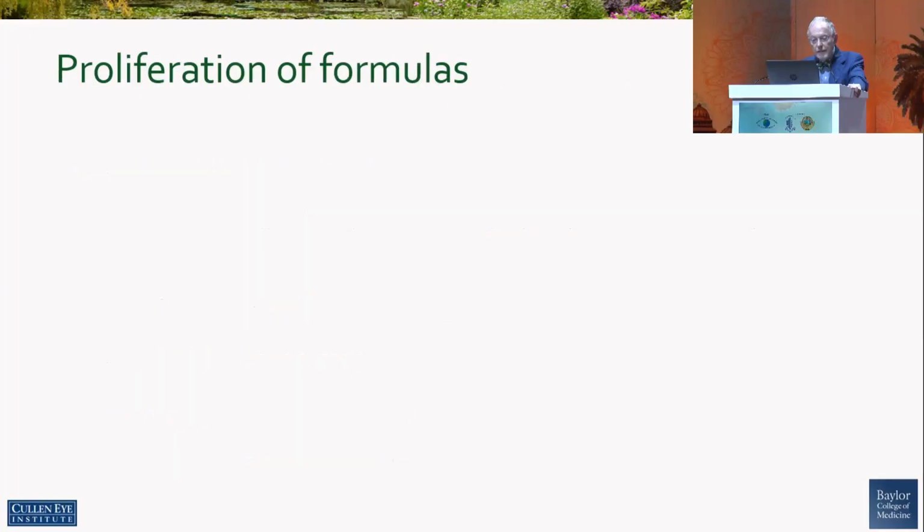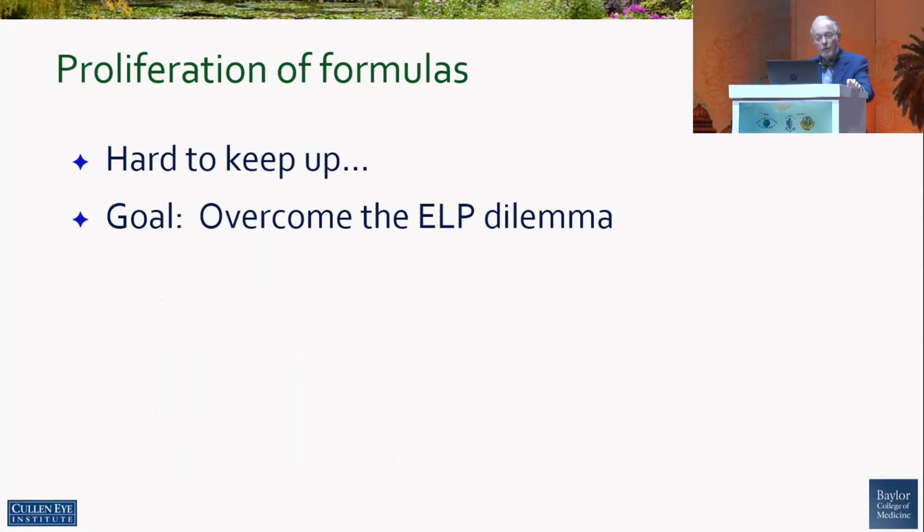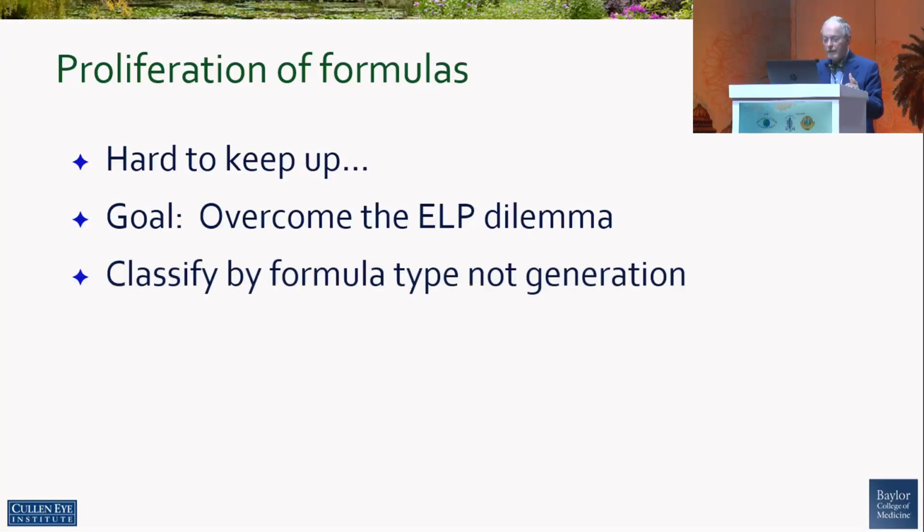So we have a huge number of formulas that keep being developed. And all of them primarily are designed to overcome this problem of how do you calculate the effective lens position. And I wrote an editorial in 2018 in the JCRS. I think it's time to really stop classifying formulas by generation.